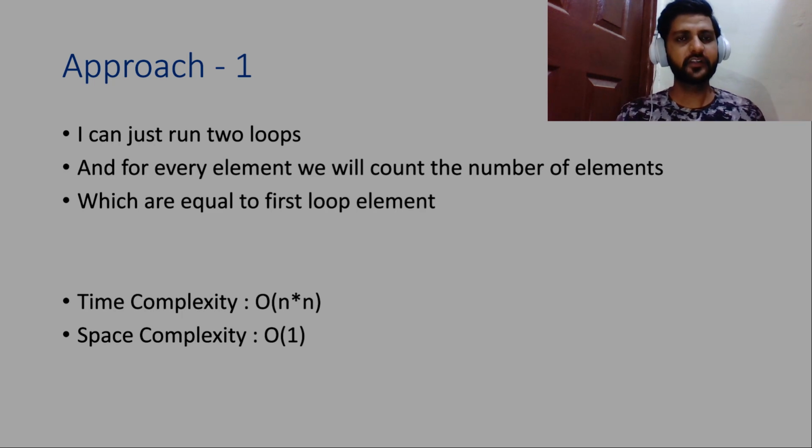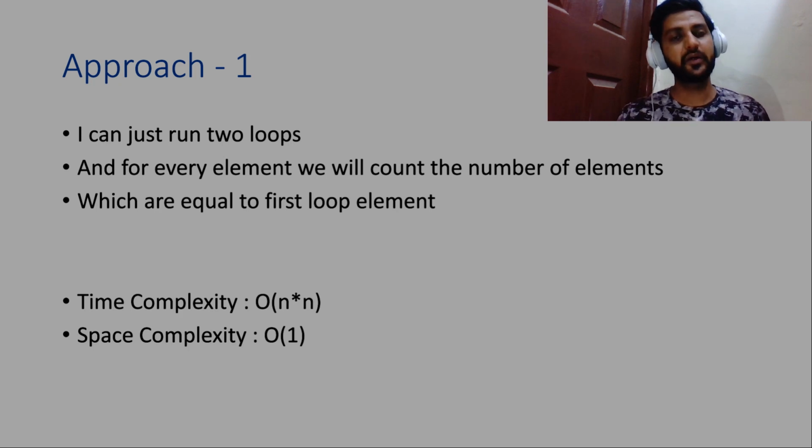So don't you think this approach will work? Yeah, it should work, right? Because we are getting the count of each element, and once we get a count greater than n by 2, that is the answer. Simple question. But this approach will take n square time complexity because we are applying a loop inside a loop. Here we are not using any extra space, so space complexity is constant, right?